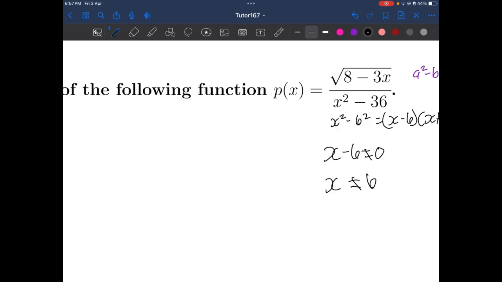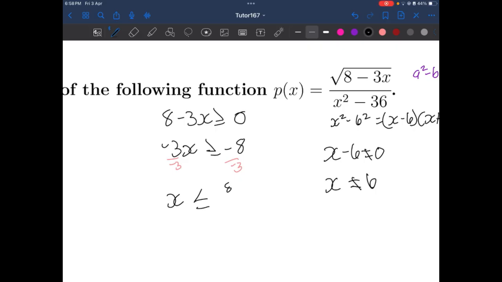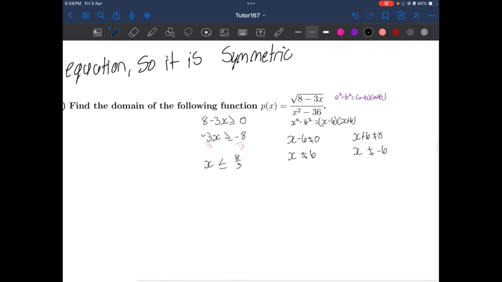Okay, so now what we're going to do to solve that is take 8 minus 3x. We're going to set it greater than or equal to 0 and then solve for x. So you have negative 3x is greater than or equal to negative 8. When you divide by a negative number, you flip. So we divide by negative 3. So x is less than or equal to 8 over 3, positive 8 over 3, because you're dividing by a negative number.